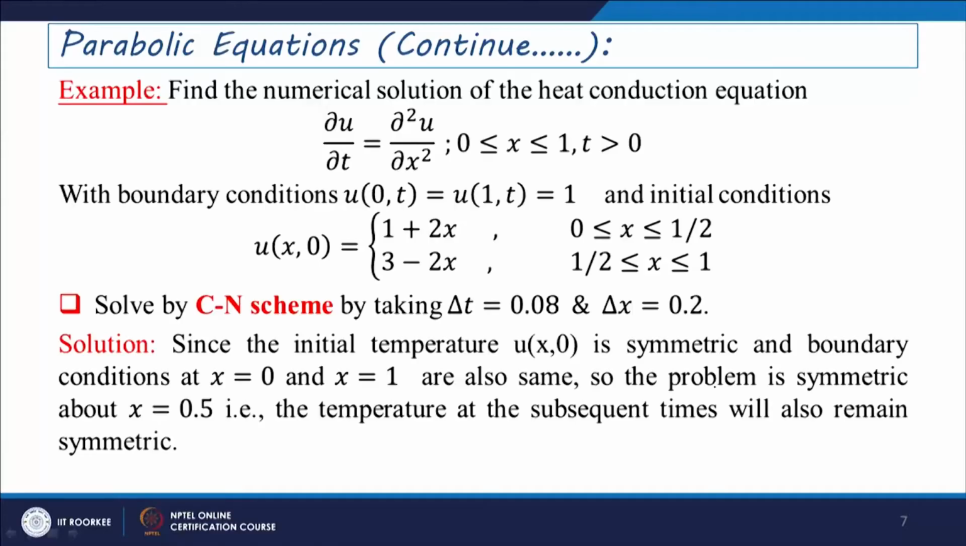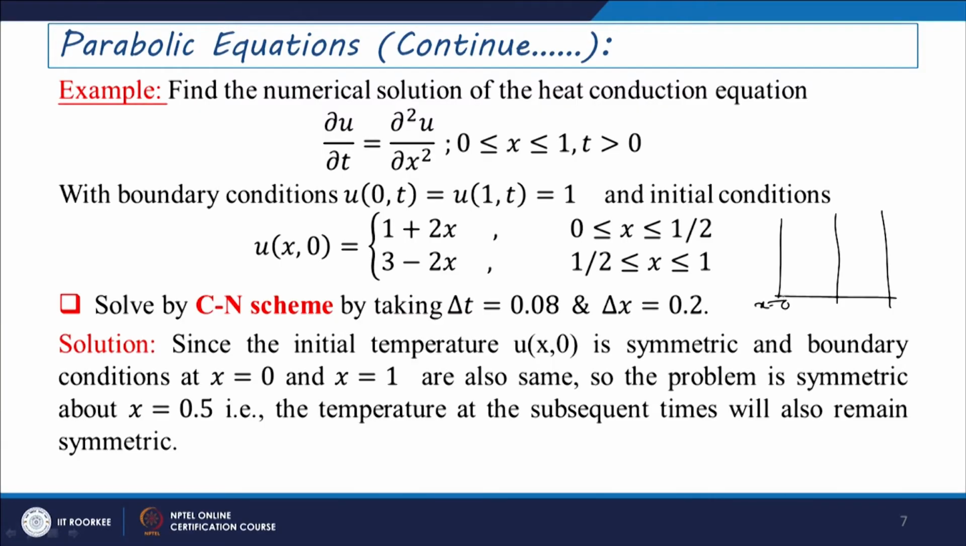If you go for the solution of this problem based on the conditions prescribed initially and at the boundaries, then we can directly obtain the solution. For this, we have considered a practical example where symmetry occurs at the center line. The problem statement is del u by del t equals del square u by del x square, where x lies between 0 and 1 and time is greater than 0, with the boundary conditions prescribed at x equals 0 and at x equals 1 as 1, and the initial condition given as 1 plus 2x when x lies between 0 and half.